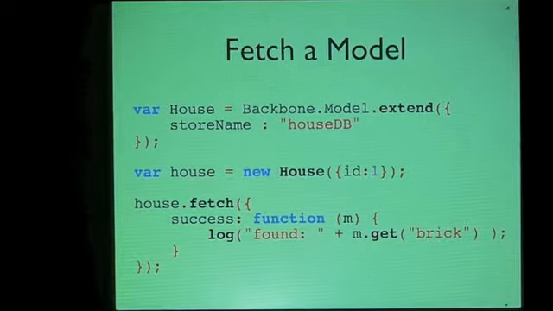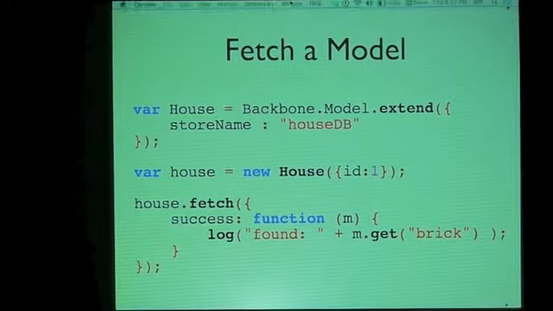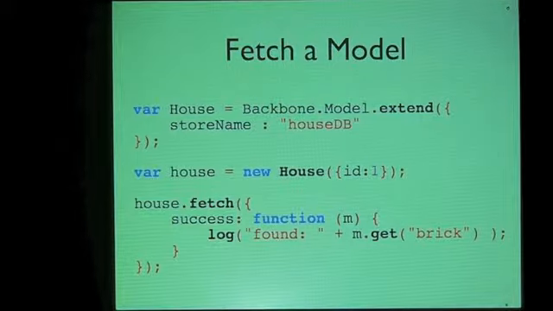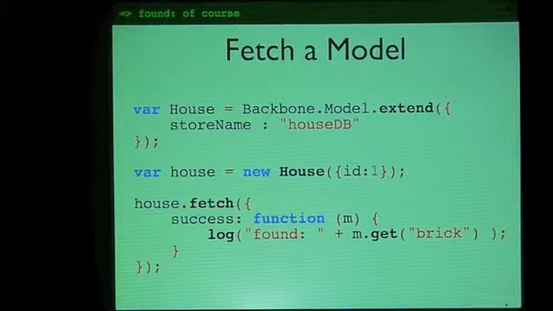So let me go try to get that model back out of local storage. So again, here's my house, and I'm going to fetch it. I know my ID was 1. I'm not using client IDs or anything. I'm using an ID I specified. So let me pull it out, fetch it. I found it, thank goodness.